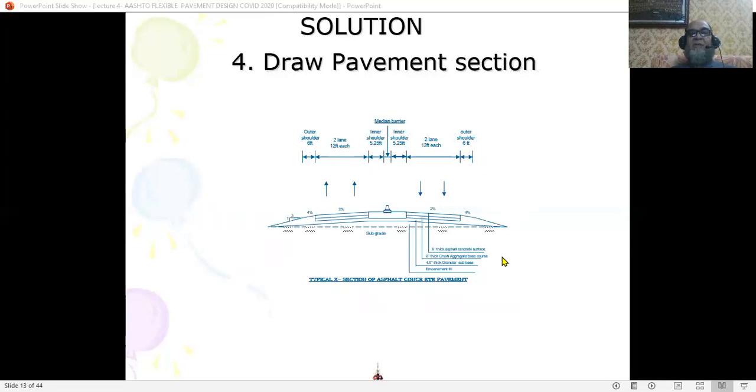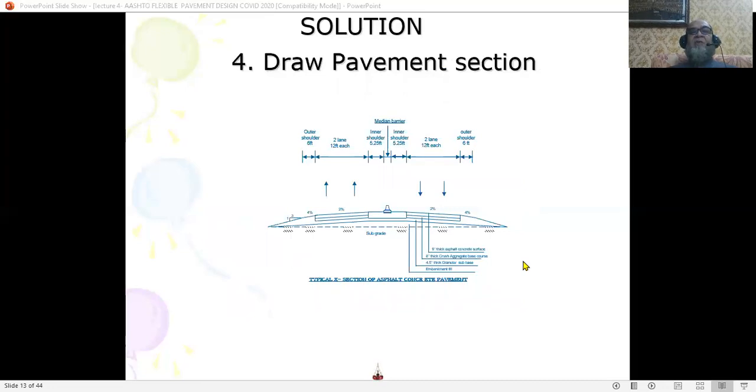So this first layer we'll say is the surface layer, as we have calculated, 9-inch thick asphaltic concrete. The second layer is 8-inch, and the third layer is 4.5-inch. And last but not least, these are complex. So this is how a typical section of asphalt concrete pavement is drawn.